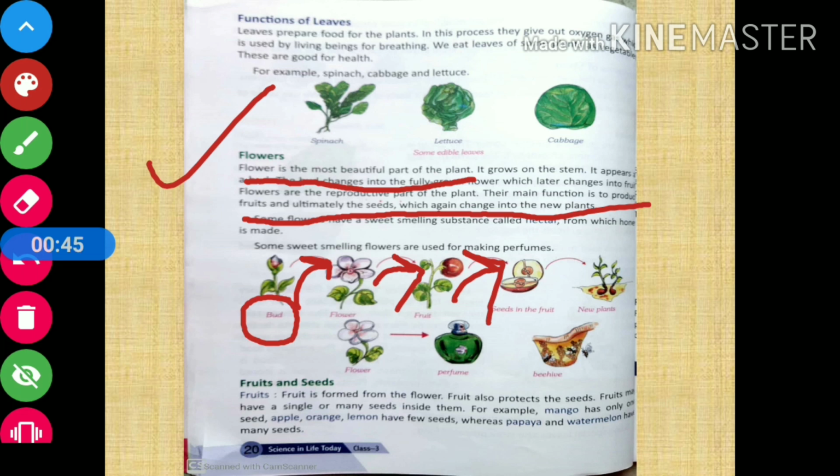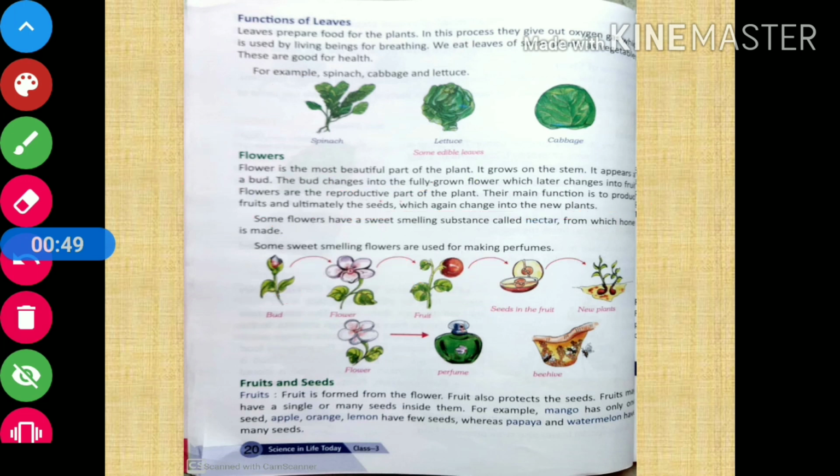Now there is a sweet smelling substance present in a few flowers. Some flowers have a sweet smelling substance, and it is called nectar. I repeat the definition: some flowers have a sweet smelling substance called nectar.